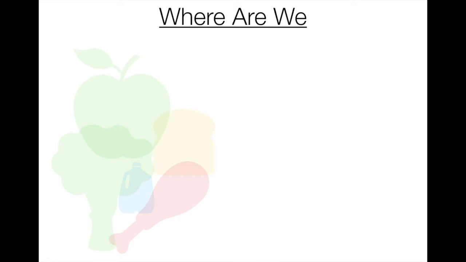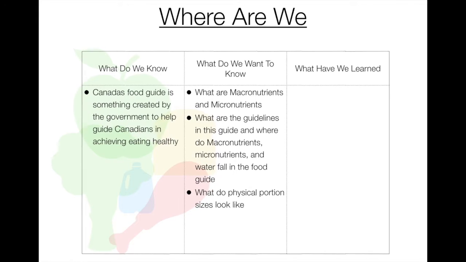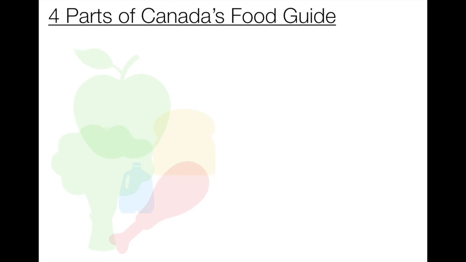So where are we? What do we already know? We know that Canada's food guide is created by the government to help Canadians achieve healthy living. What do we want to know? We want to know where the macronutrients and the micronutrients are. We also want to see what the guidelines are for eating each type of nutrient, and we want to see what the physical portion sizes look like.